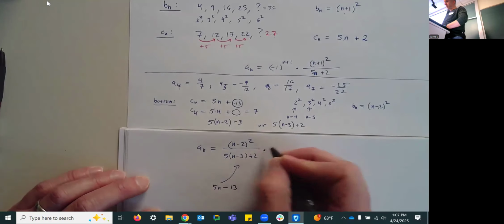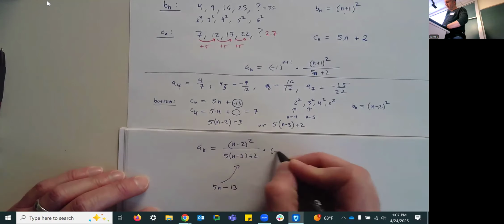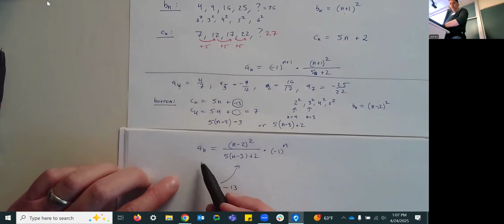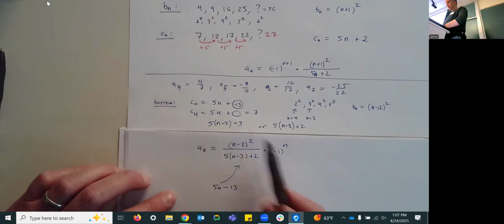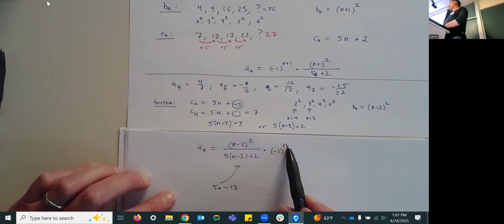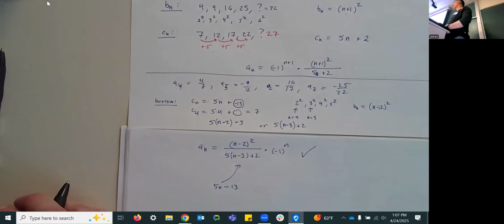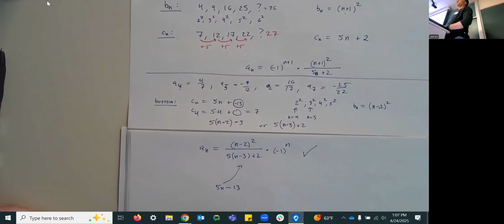And then my negative 1 to the something, well, if I start with negative 1 to the n and I plug in n equal to my starting value, which is 4, negative 1 to the 4th is positive, and I want to start positive, so we're good to go. So it can be a little tricky, but it is very doable.